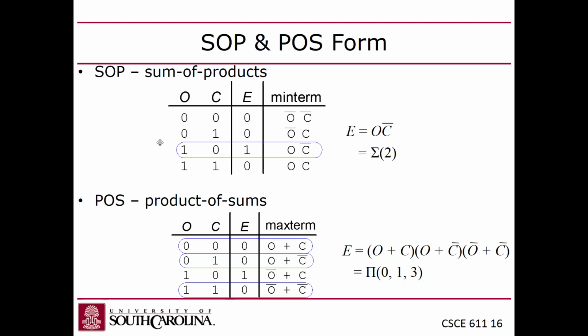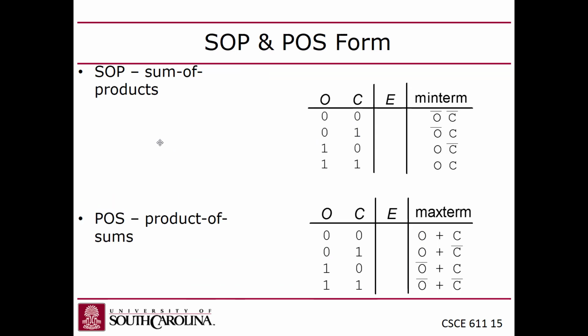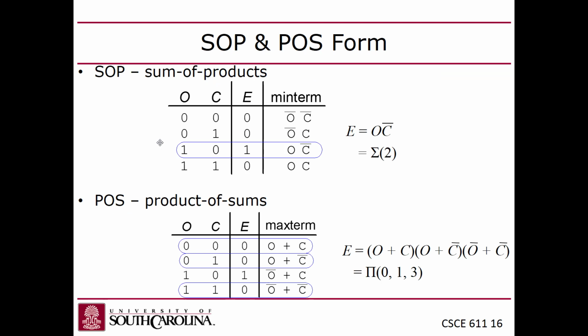On the other hand, I can build an equivalent function by looking at the rows with zeros, and do the same thing, except now the slide skips a step here, doesn't it? Yeah. So what you have to do is start out pretending as though you're doing the minterm, but instead of looking at the 1 output rows, you look at the 0 output rows. So this first one is not O.